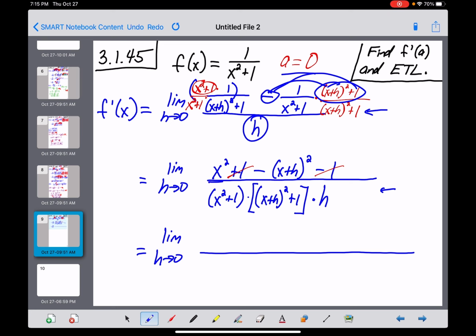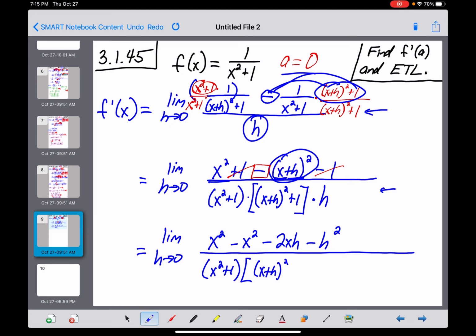So here we go. We start with an x squared. That stays right there. But now, yeah, we do have to do the expansion of x plus h squared, and we have to distribute the negative in there. So the first term would have been x squared. It now becomes a minus x squared. Second term would have been plus 2xh. It's now a minus 2xh. And then there would have been a plus h squared at the end. That's now a minus h squared. And the denominator, I'm going to leave it the way it was, x squared plus 1 times x plus h quantity squared plus 1 times h.